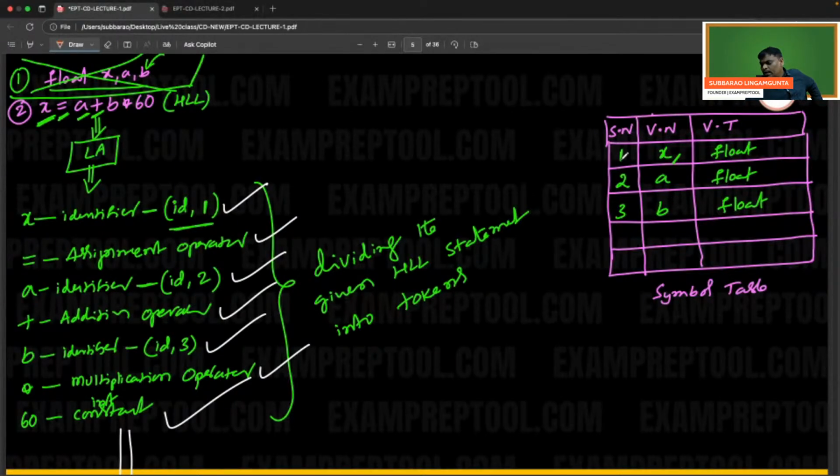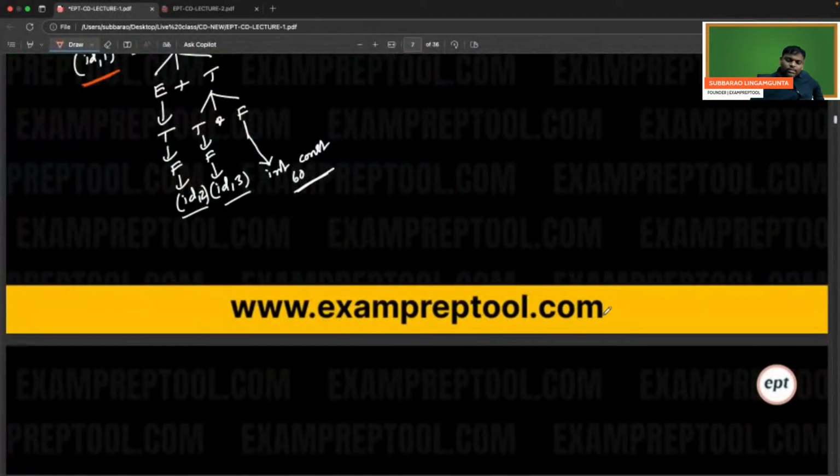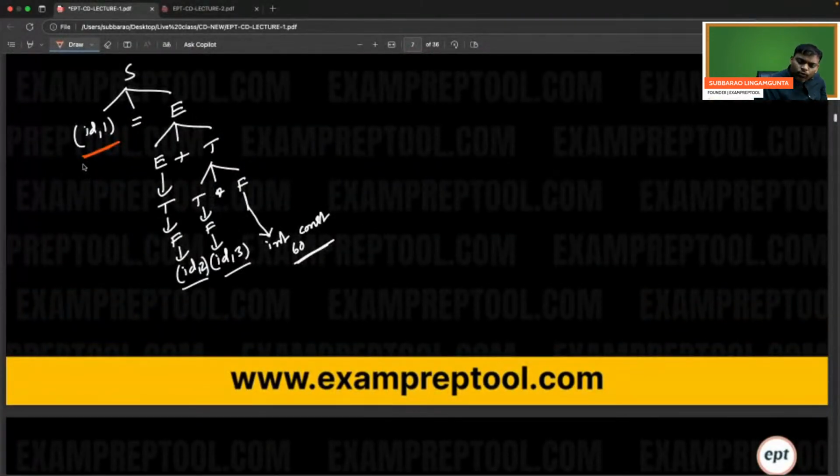By using the token number, you will go directly, because it is an array, so random access is possible. Using the first row, you will directly go to the first row. You will get to know X is a variable name, and its type is float.